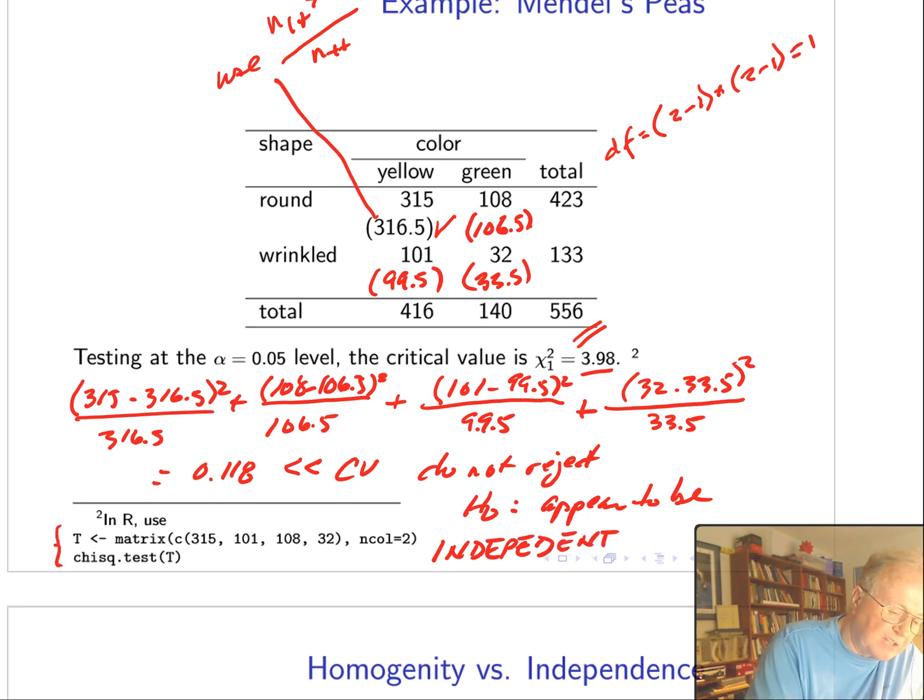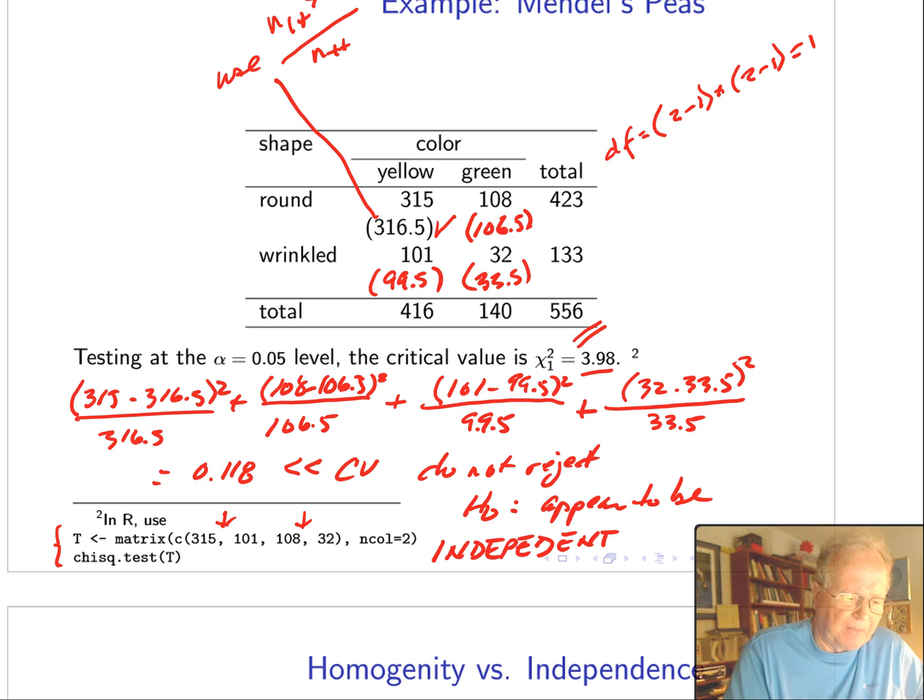Again, here's how you'd set that up in R. Set up a matrix of values with 2 columns. Notice that R does things in column major order, so this is going down a column and then down another column. And then just do the chi-square test.